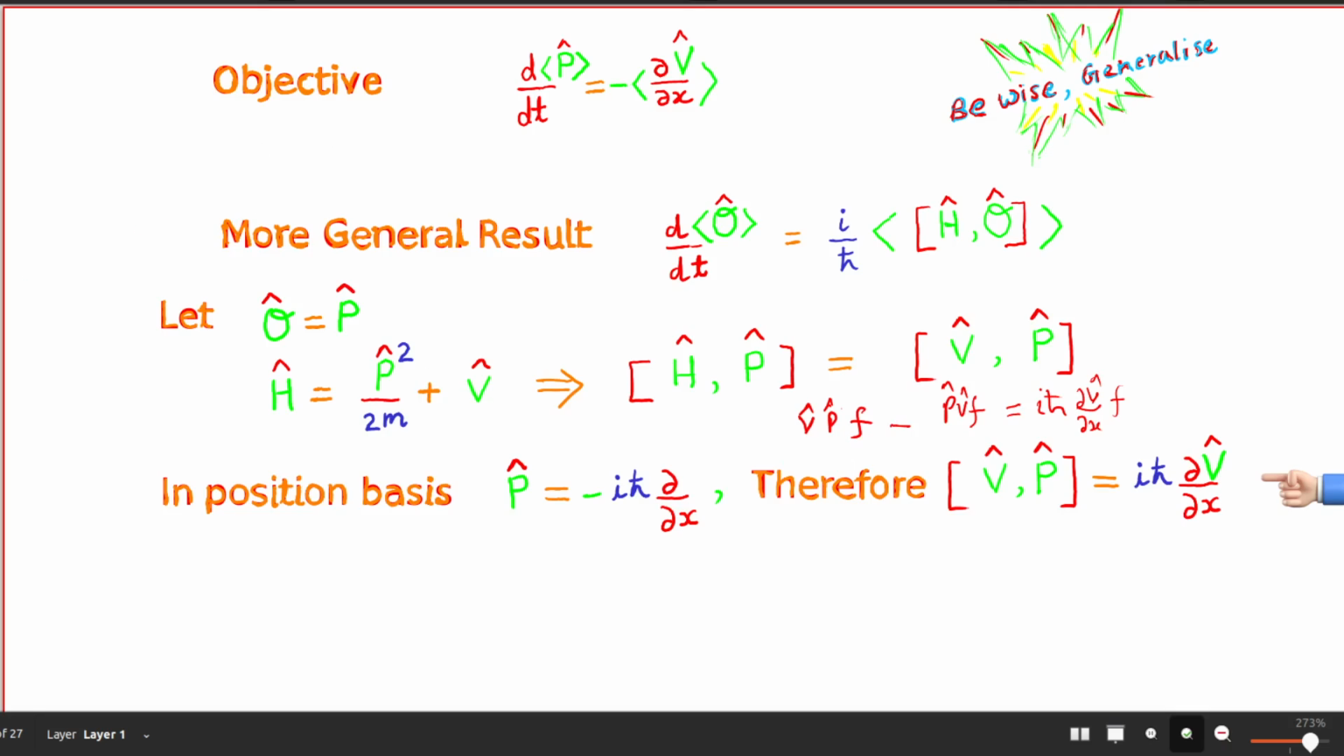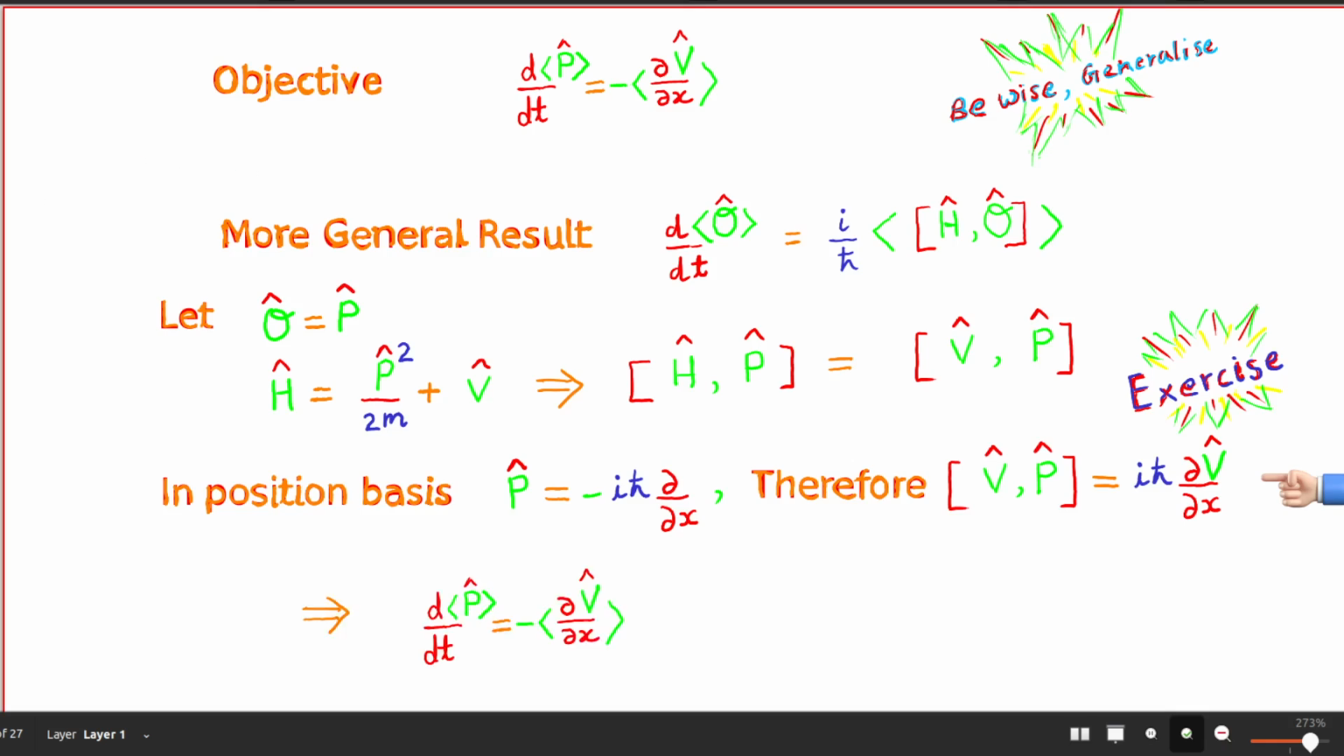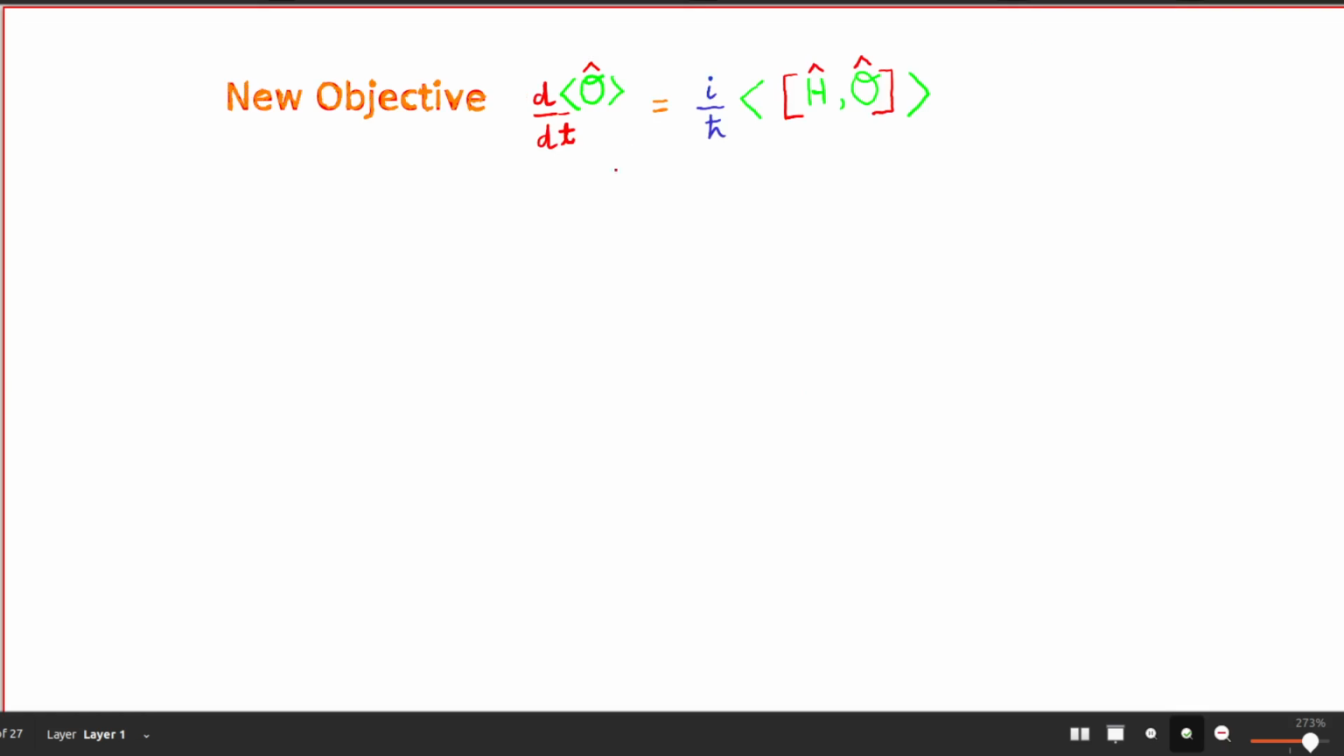So now we have shown that our objective, which was to prove Ehrenfest's theorem, follows from this more general result. So now our new objective is to prove this more general result.